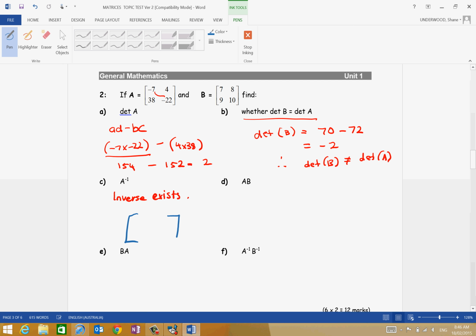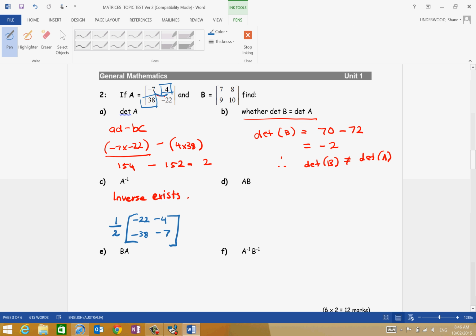We're going to swap elements A and D over. So negative 22 becomes A now. Element D becomes negative 7. And we're not swapping elements B and C over. We're just taking the sign and changing it. So we've got negative 4, negative 38. And we're dividing through by the determinant. Now, dividing through by 2 is like a scalar multiple of 1/2.